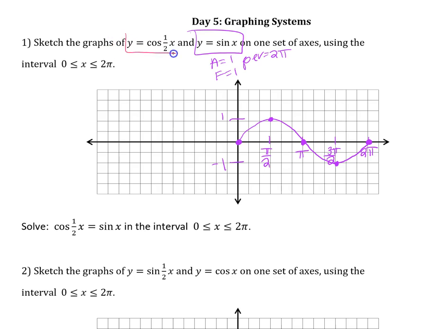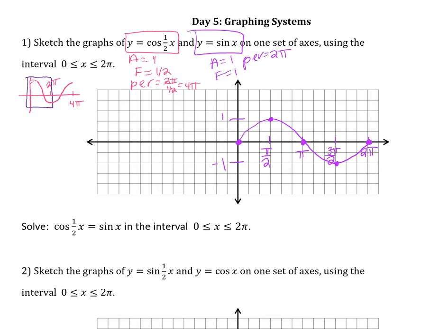In pink, I'll do cos of 1/2 x, so the amplitude of this will be 1. The frequency is 1/2, which means the period is 2 pi divided by 1/2, which is 4 pi. So what I want you guys to understand is that one full cosine curve is only going to happen over 4 pi, but you're only going to see on these axes from 0 to 2 pi. So that means you're only going to see this first half of our cosine curve.